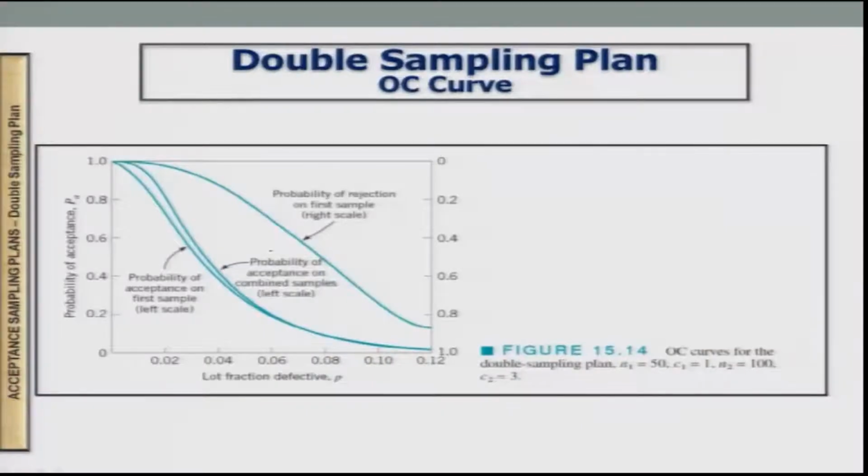So, the probabilities of rejecting of the first sample is given on the right hand scale. So, they are given on the y axis, where I am pointing my palm. Then the probability of acceptance of the combined cases are given in the left scale, and based on the combinations you proceed to find out how the lot size inspections would be done based on the algorithm which you have already discussed.